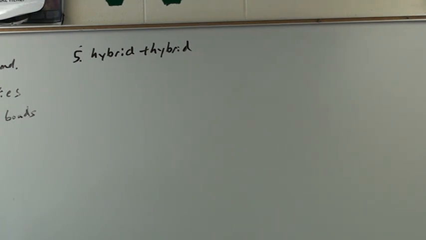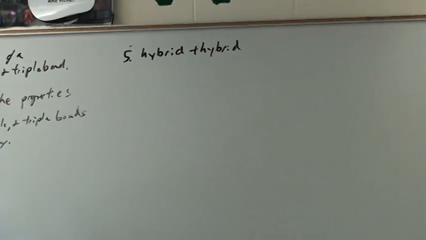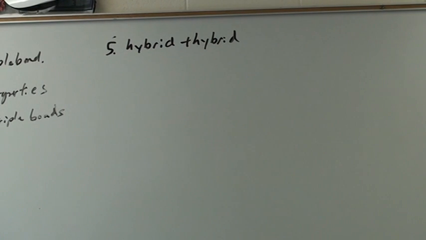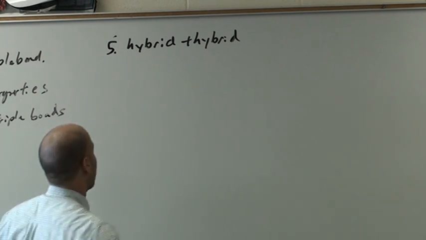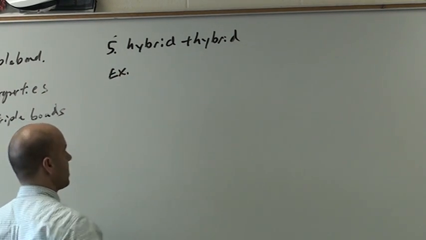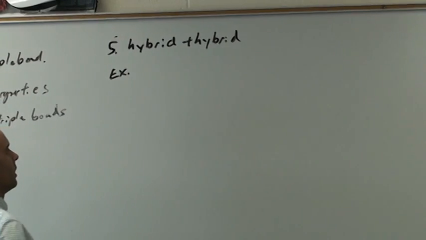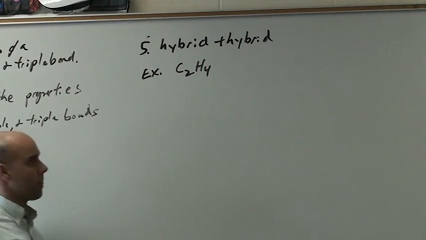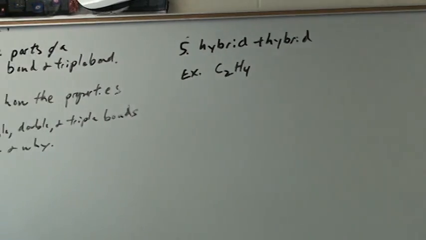You read about them last night in the reading. Now I know from previous experience that reading gives people trouble. So that's why I had you read it first, and now hopefully I'm going to explain what you read about last night. So the classic example of a double bond is C2H4. Now how do I know there's a double bond there?